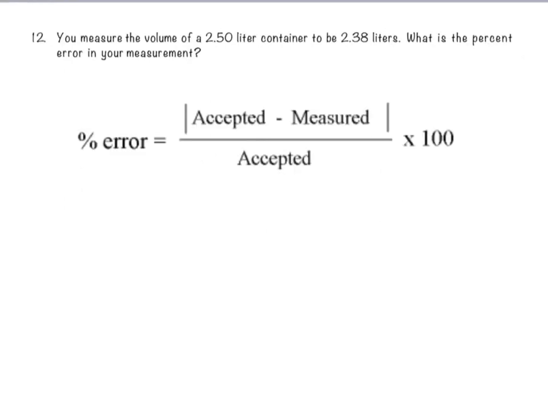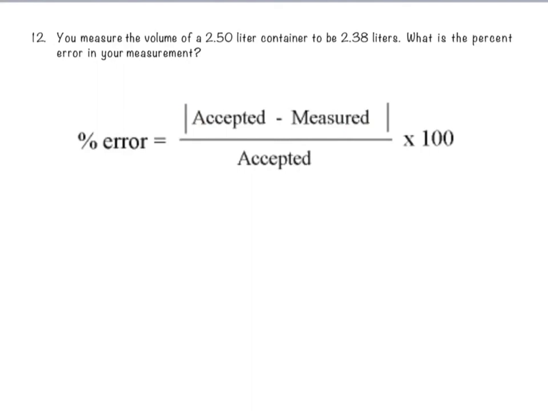Anytime you have a percent error problem, the beautiful part about this is because in the numerator, I have the accepted minus the measured. Because this is an absolute value, it doesn't matter in which order I subtract them, because it doesn't matter if it's positive or negative. What it's looking for is the distance between these two measurements on a number line.